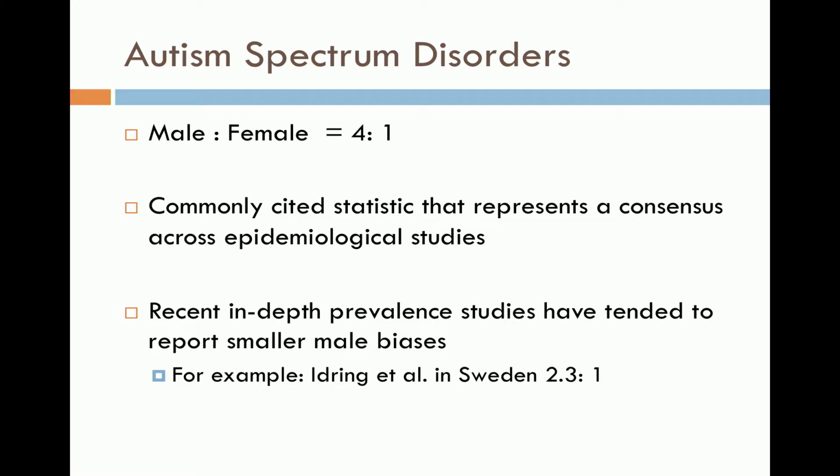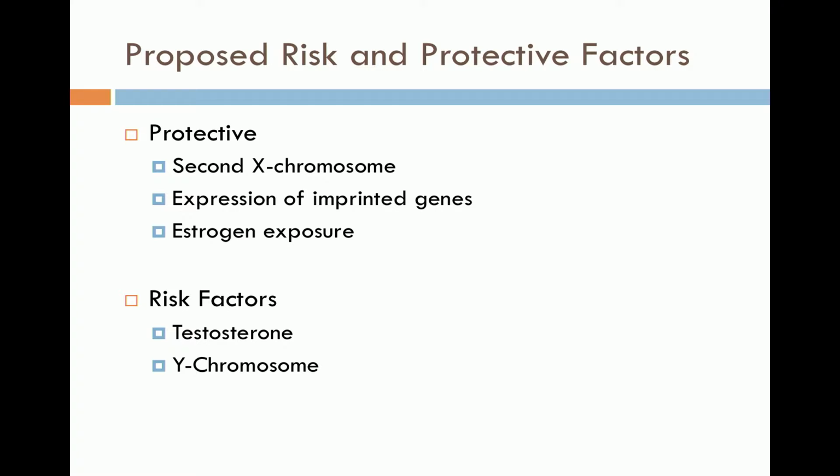Now, the big question is, why do we have this male preponderance? There are a number of proposed risk and protective factors which have been discussed in the literature, and these are all mainly biological, and I'm starting with the biological factors. One theory is that the female is protected, and the other is that the male is more at risk. Now, as you know, risk and protection are the same coin. What is a risk for the one is protection for the other.